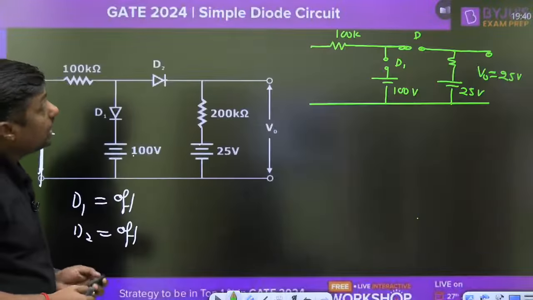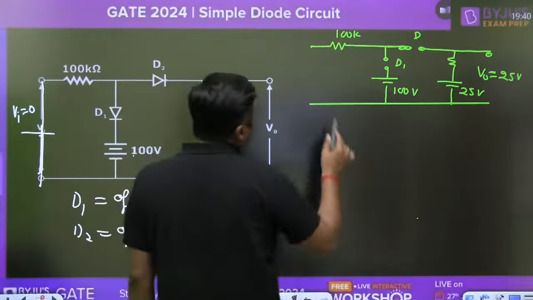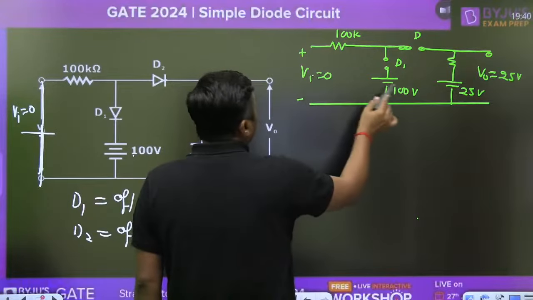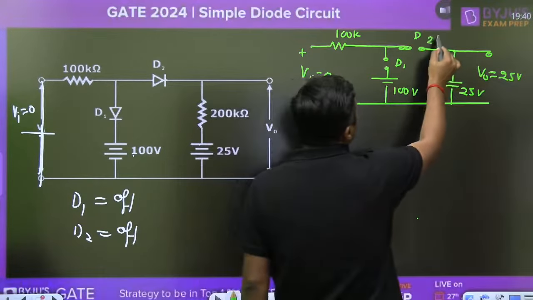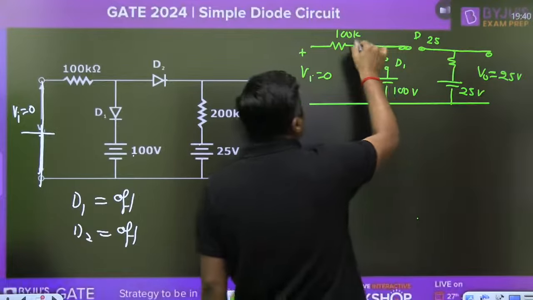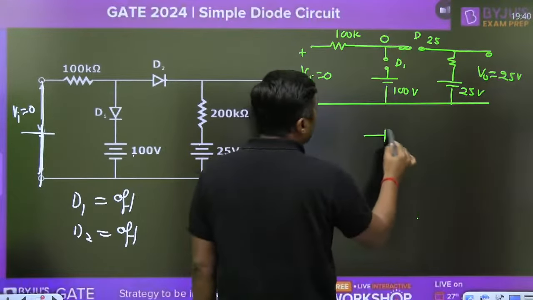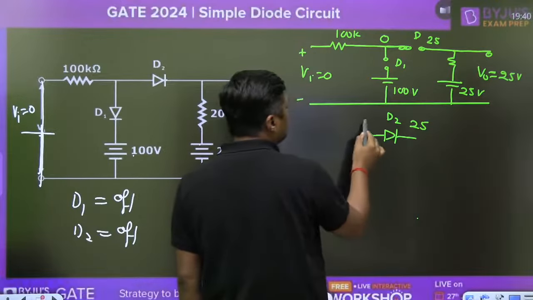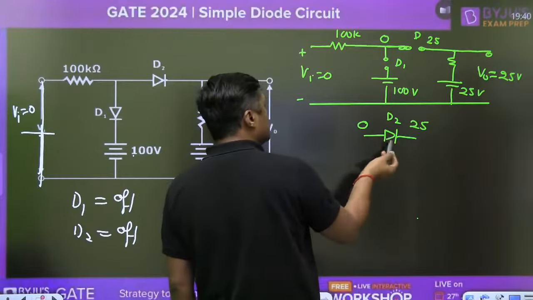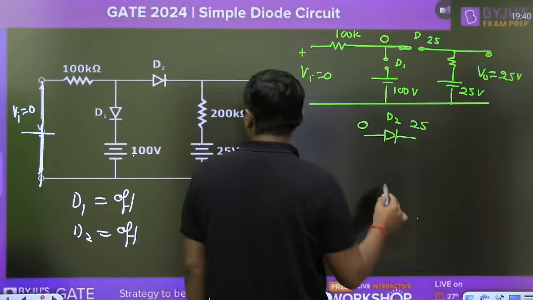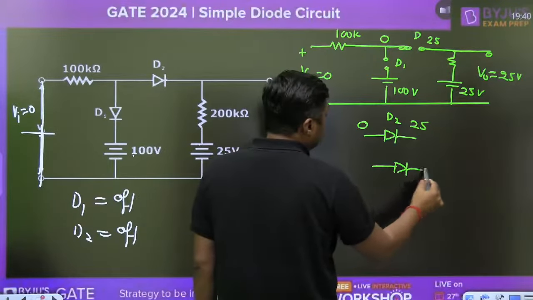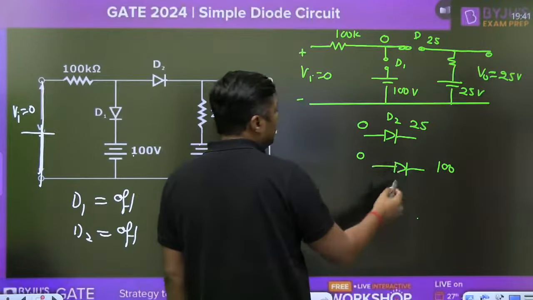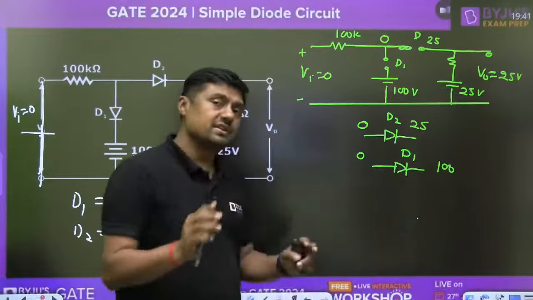Okay, no problem. Now, 25 volt is the output voltage if the input voltage is 0 volt. What is the current through this resistor? 0. Check D2: on the negative side you have 25 volt, on the positive side you have 0 volt, so our assumption is correct. Check D1: on the negative side you have 100 volt, on the positive side you have 0 volt, so again D1 is off. So our assumption is correct.